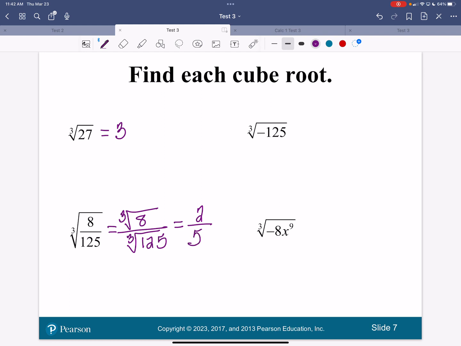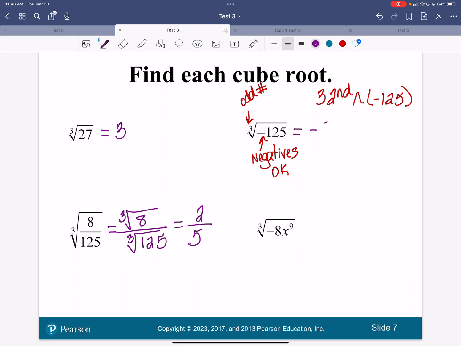Now, because this is 3, this is an odd number, negatives are okay. Okay, now, keystrokes. You need a 3. You need a second carrot top, and then that negative 125 has got to be in parentheses. Okay? 3, second carrot top, negative 125. What did you get?